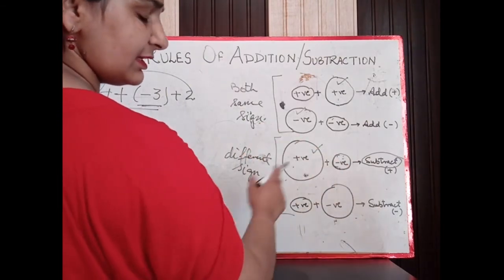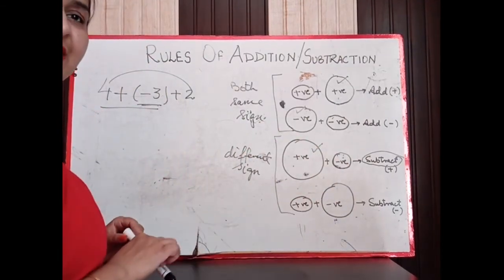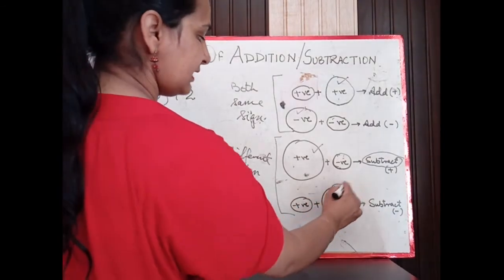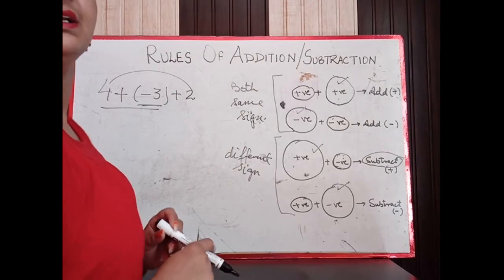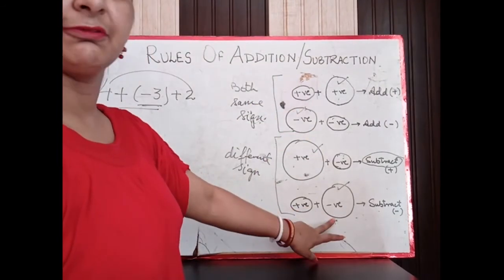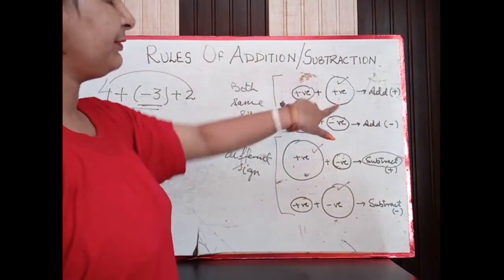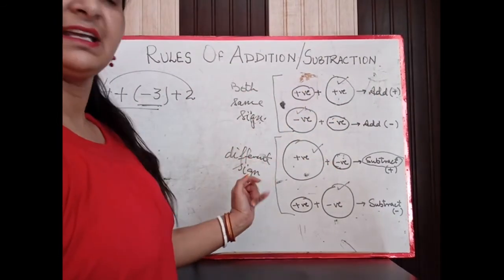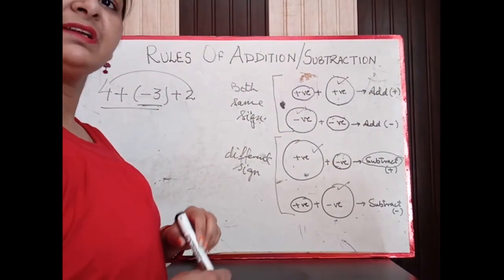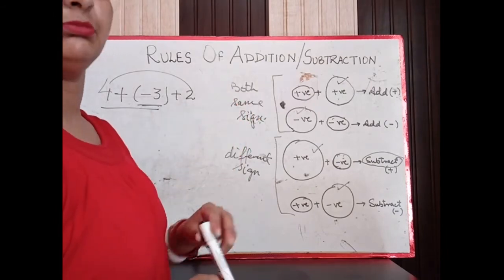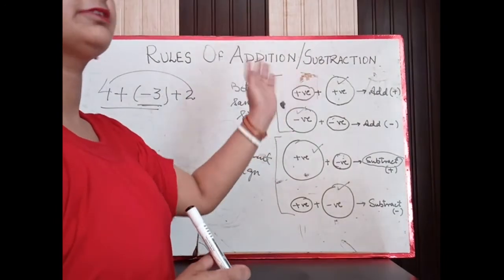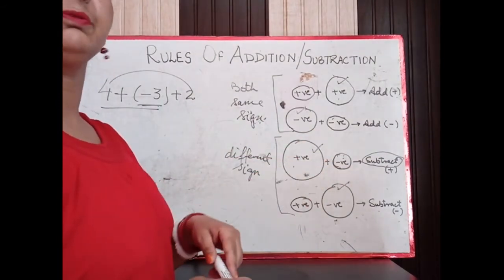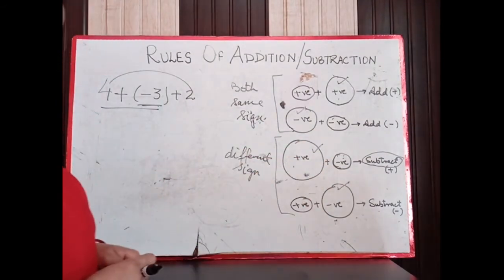One is positive, one is negative, both are of different sign, so we will subtract. Now check which one is greater. This negative is greater, so the answer will be negative. We have to take care that when both are of same sign we will add, when both are of different sign we will subtract, and always the sign will be of the greater number. We will not say that plus, plus, minus, so the answer will be minus. No, we have to check the sign of the greater number.